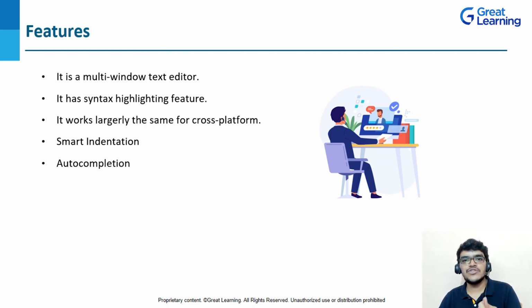Now, the next feature that we have is smart indentation. So what is indentation? Indentation refers to the spaces at the beginning of a code line. Python uses indentation to indicate a block of code. We will understand it in a better way when I show you an example of indentation. The next feature is the auto-completion feature in Python IDLE, right? So these are the basic features in Python IDLE.